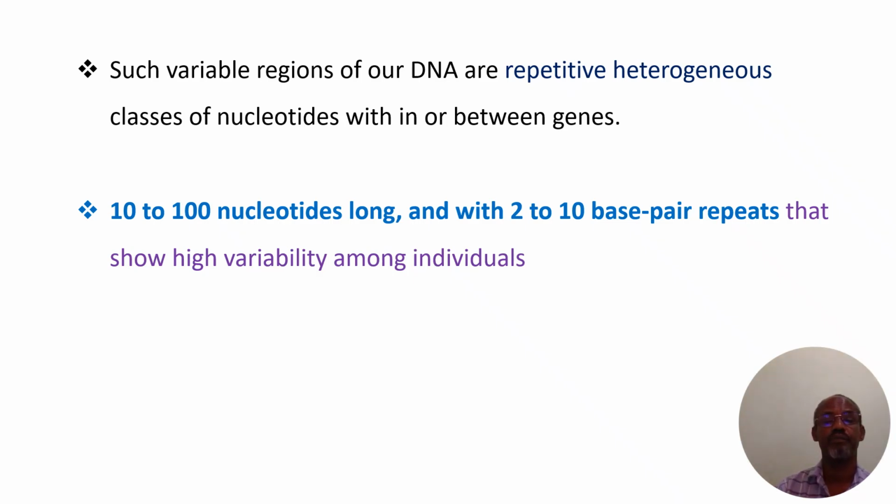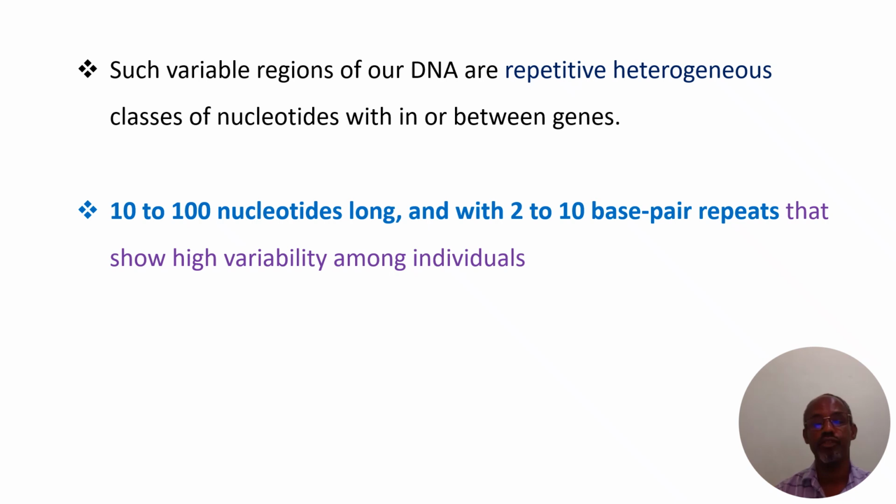If it is with 4 nucleotides, for example AAGC, this repeats AAGC, AAGC, AAGC. It repeats 3 times in one individual. If the same sequence is there in another individual, it may repeat 5, 6, 7 times, whatever, 10 times. You see, therefore, with 2 to 10 base pair repeats, they show high variability among individuals. Therefore, remember, they are highly polymorphic, repetitive nucleotide sequences, and they are non-coding.